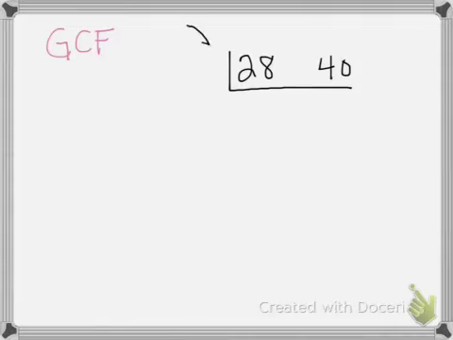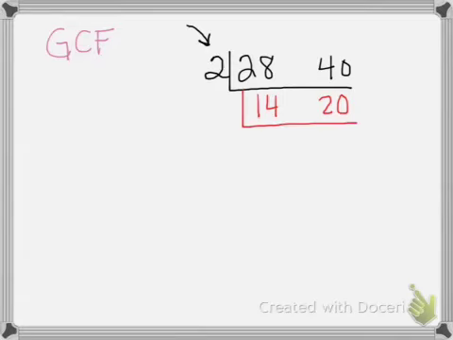Then right here, we're going to find a prime factor that will divide both 28 and 40. So I'm going to start with a nice easy one, 2. And we know that 2 can divide 28 and 40 because they're both even. Now, 28 divided by 2 gives us 14, and 40 divided by 2 gives us 20. And I'm going to draw another L.